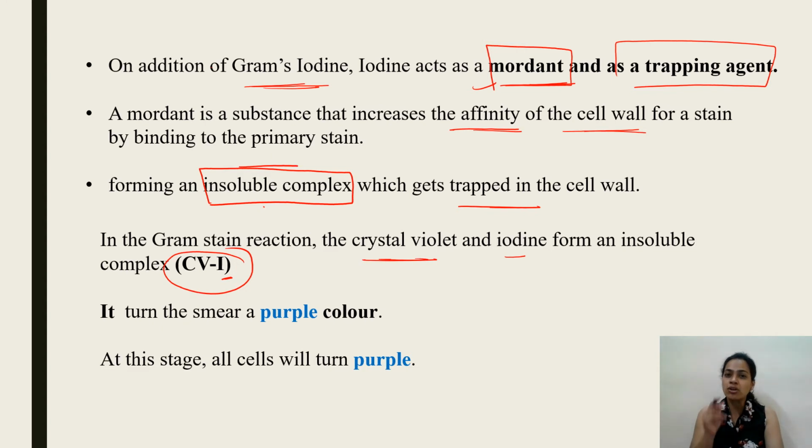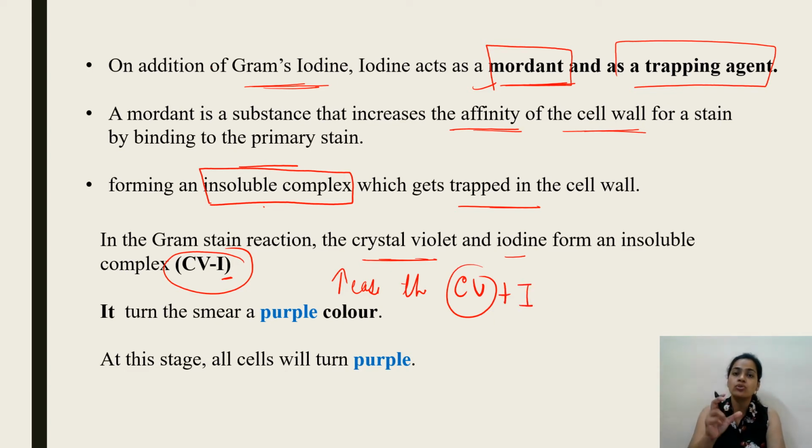When this complex is formed, it increases the size of the crystal violet molecules, because iodine is getting attached to it. As a result, these molecules will get more trapped between the peptidoglycan layer, or the cell wall of the bacteria. Because the crystal violet is now more strongly attached to the cell wall, both categories of bacteria, the gram negative and the positive, will appear purple even after the addition of the mordant.